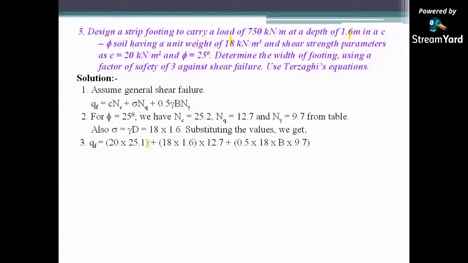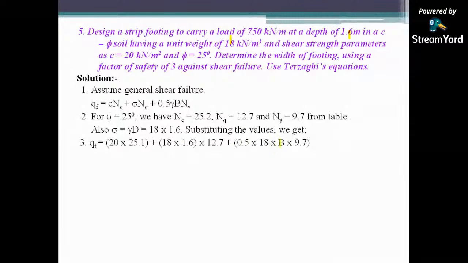You have to take it here. I have substituted it wrong. Plus sigma, which is gamma into D, that is 18 into 1.6, into Nq 12.7, plus 0.5 into 18 into B into N gamma 9.7. So B is not known to us. We need to calculate the width of the footing.